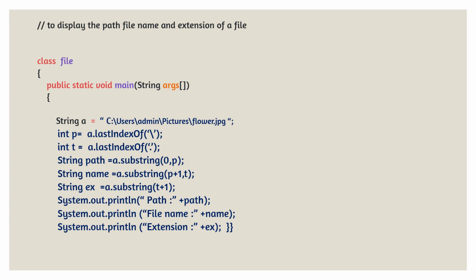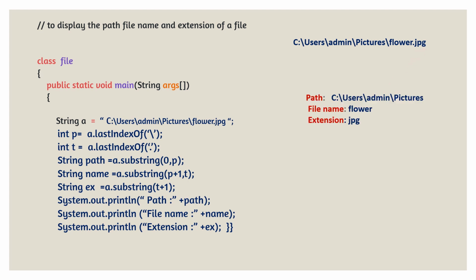Here I have assigned the given value to a string variable. If you want, you can try this program with an inputted variable which is exactly like this. So String a is equal to C:\users\admin\pictures\flower.jpg. I have assigned this to the variable. Now see how we can do the program. The particular word can be divided into 3 parts: the extension JPG, then the file name flower, and the path. So this will be the output, and this we can divide.